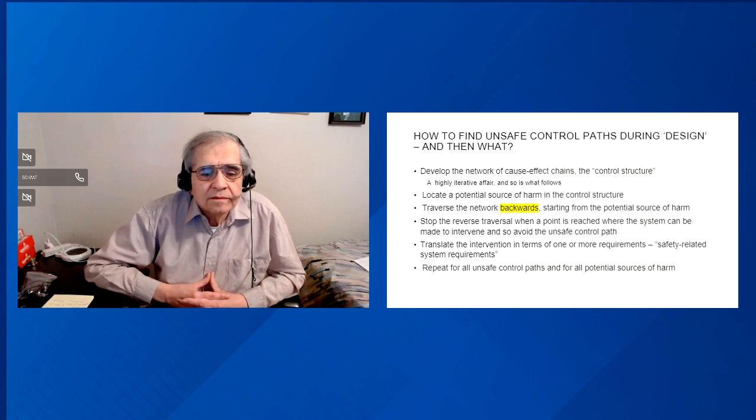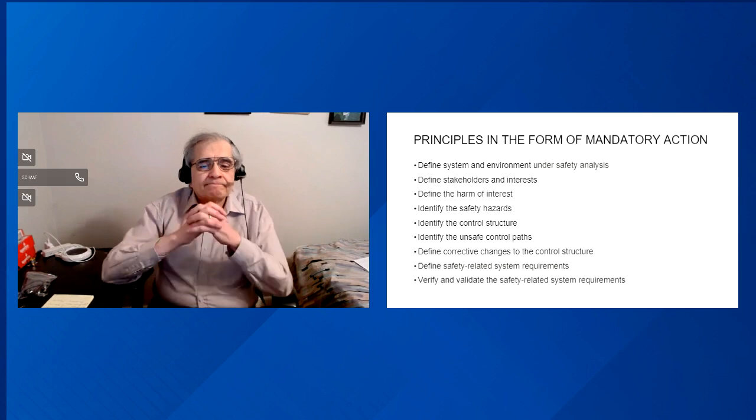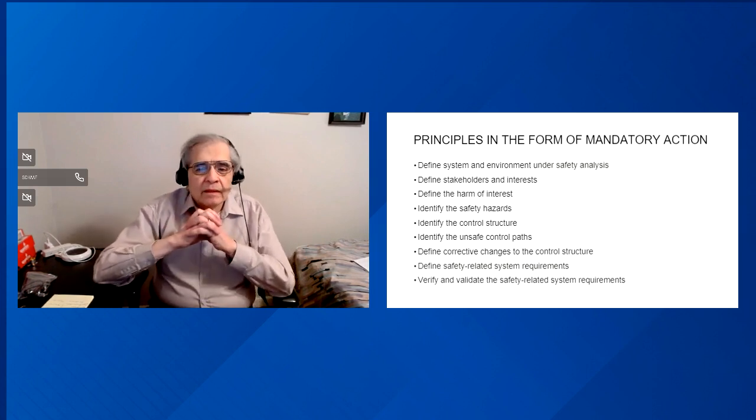What you're looking at right here is the heart of the control-oriented system safety analysis approach. But the heart needs a body, a framework in which to operate. So next we go to that framework. And actually, these are the principles in the form of mandatory actions, mandatory if one wants to conform to the control-oriented system safety analysis approach.